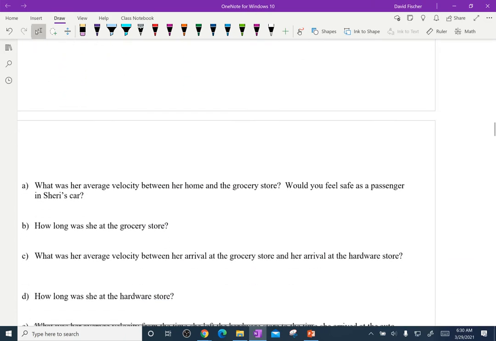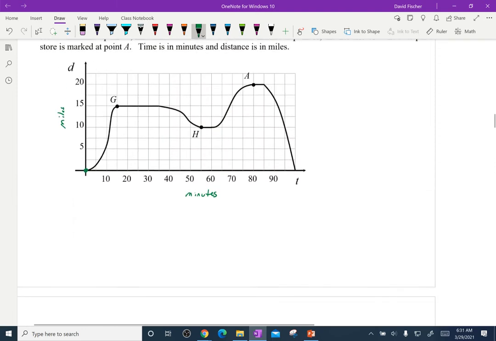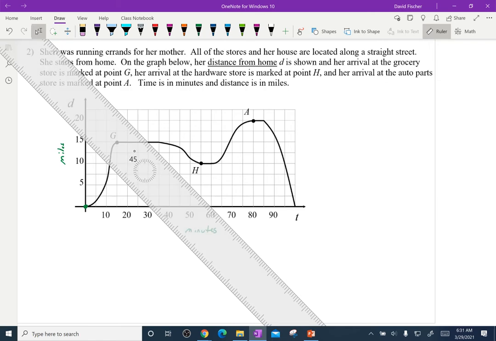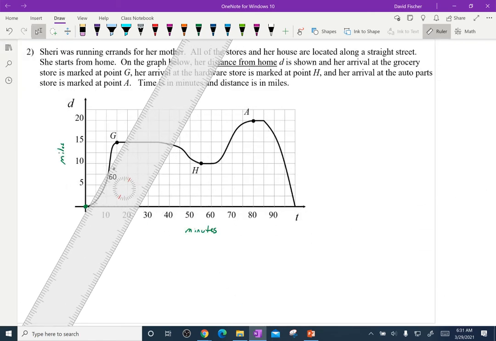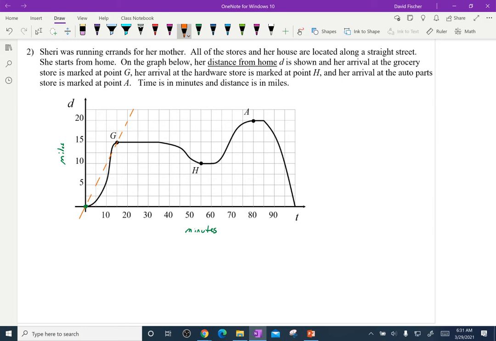Okay, so what was her average velocity? So velocity is the same thing as speed, so to speak, between her home and the grocery store. So let's go draw our secant line. We want to go from the home to the grocery store. So what we're talking about is a line average rate of change from here. Now it's a curved line, so you'll see that we can't compensate for the whole curve. So we're going to draw a line from there and find, quote, the average. That is very important. We're finding the average.